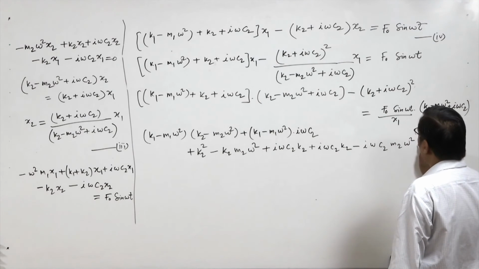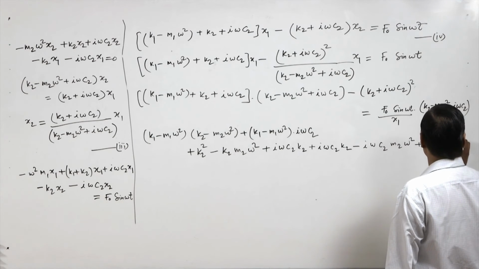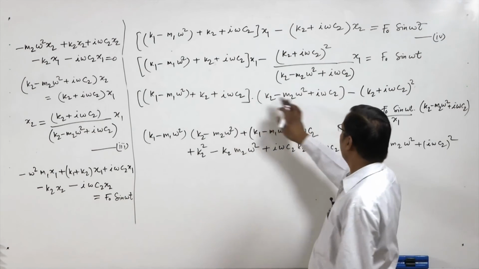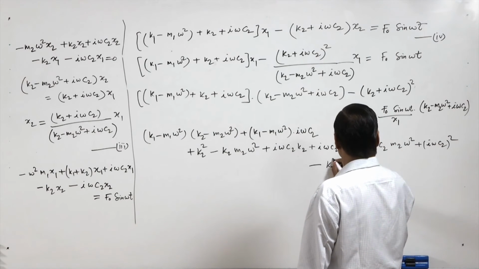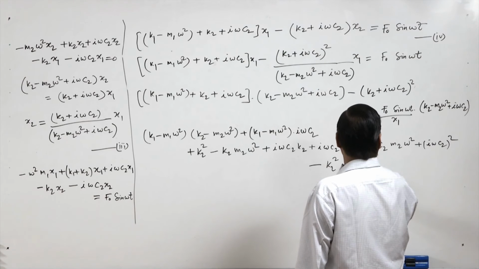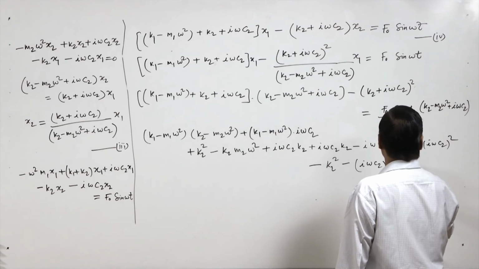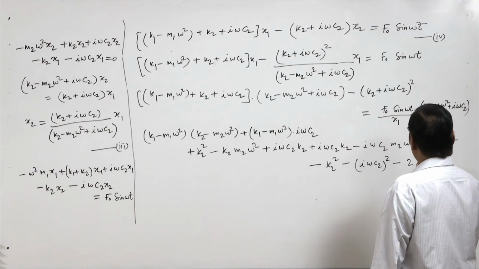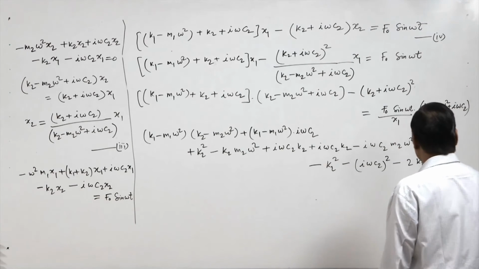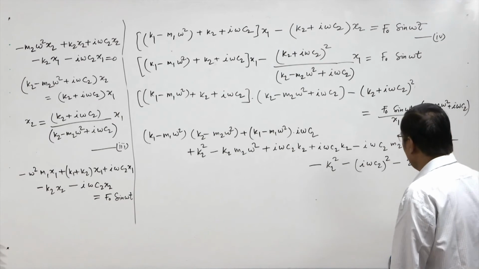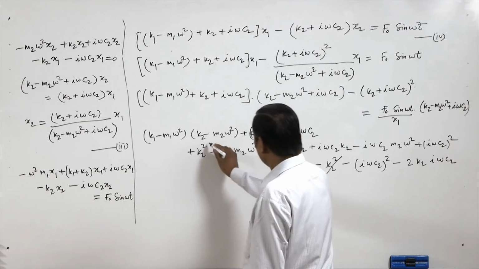So this is plus (iωc2) whole square, because this is multiplied with this term. Then minus this square, so it is k2² minus (iωc2) whole square and minus 2 k2 iωc2. So this is just the left hand side terms. Now we can see k2² here plus and here minus, they will cancel out.